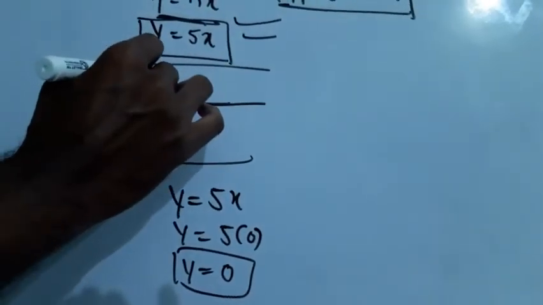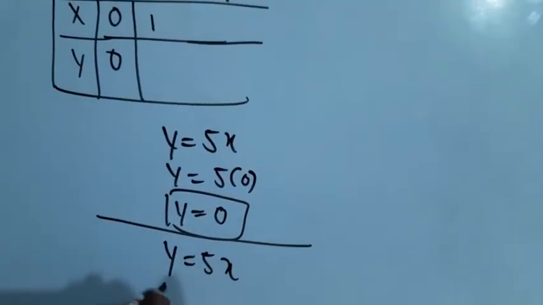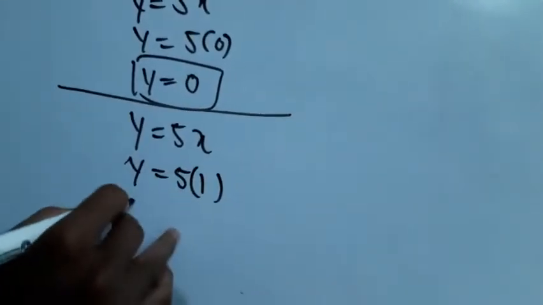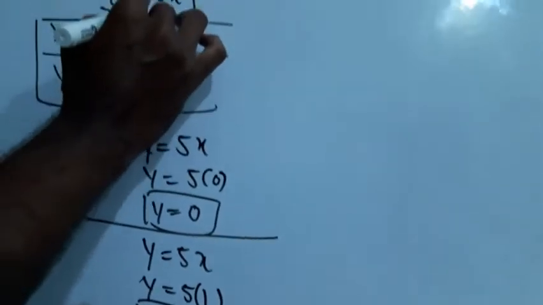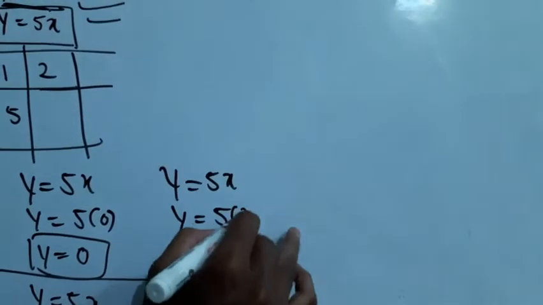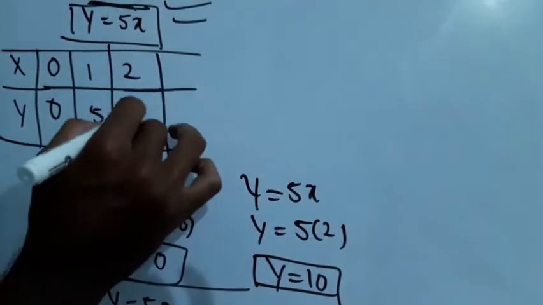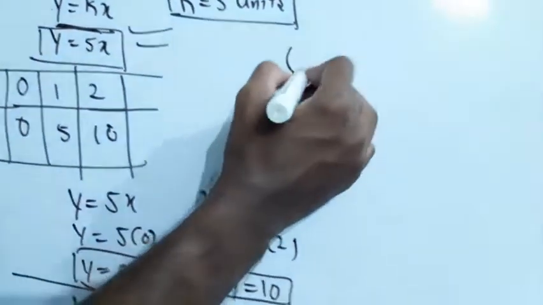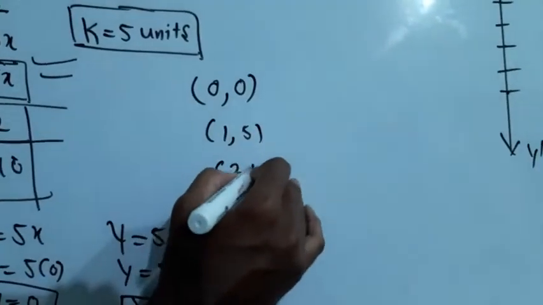When x is equal to 1, y is equal to 5 into x, y is equal to 5 into 1, y is equal to 5. When x is equal to 2, y is equal to 5 into 2, y is equal to 10. So what are the coordinates? 0, 0; 1, 5; 2, 10. I am going to plot this on the graph.